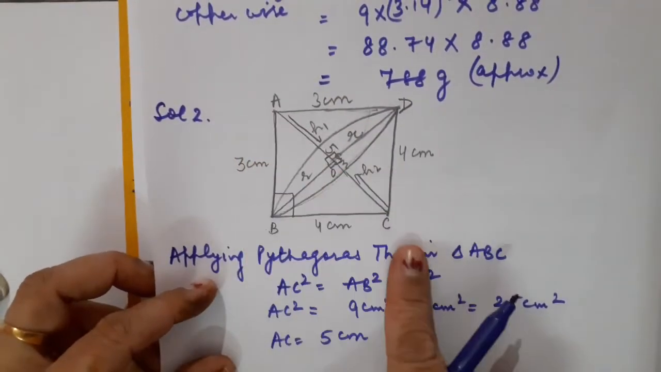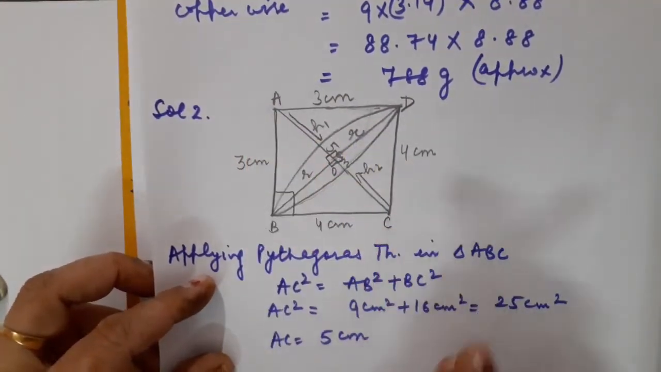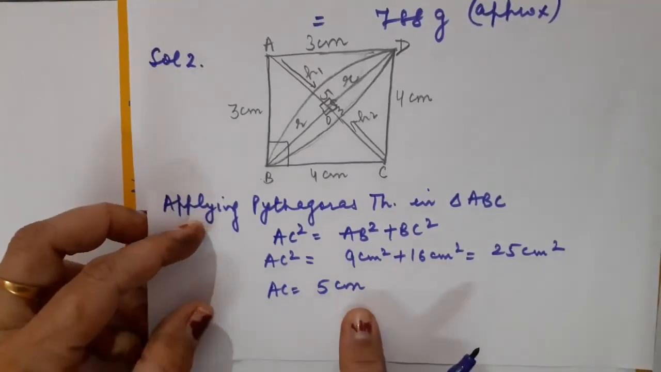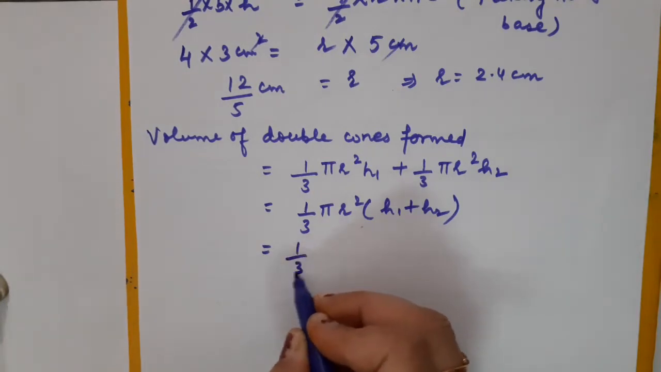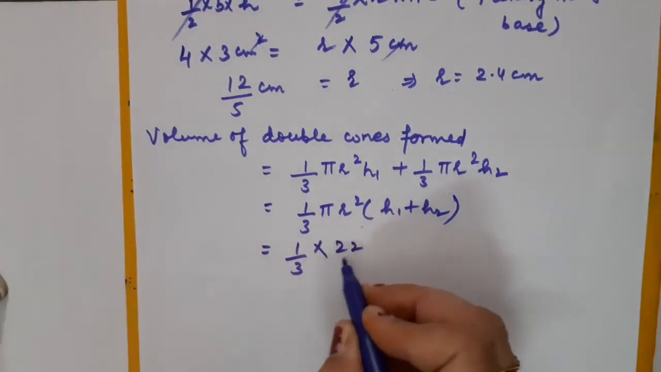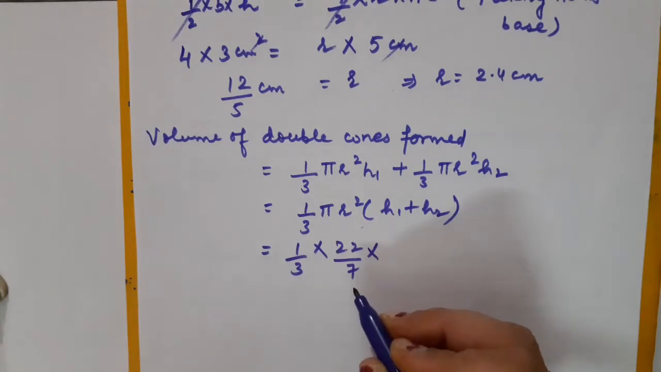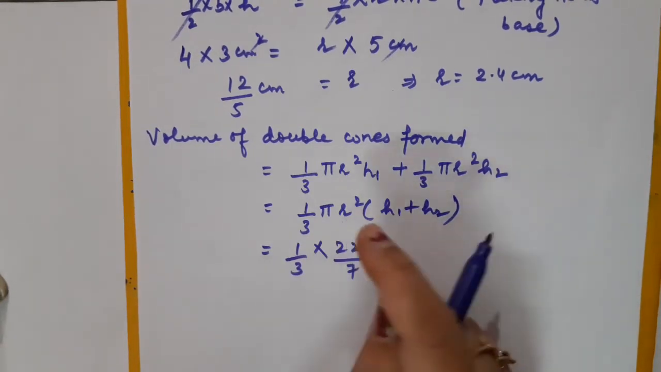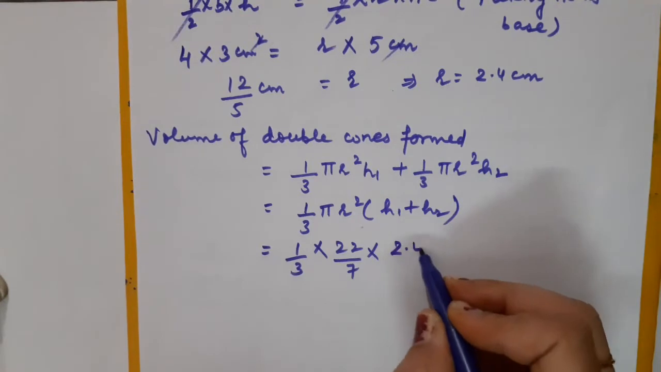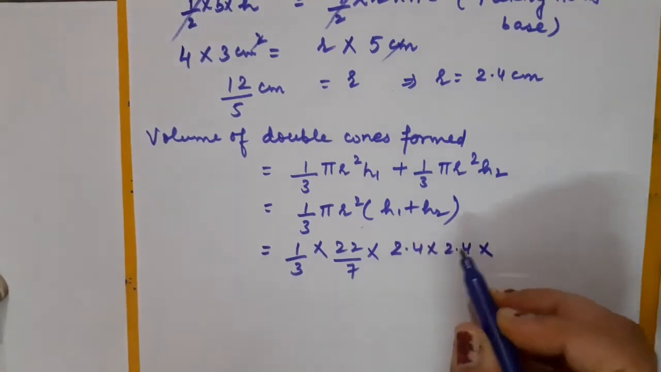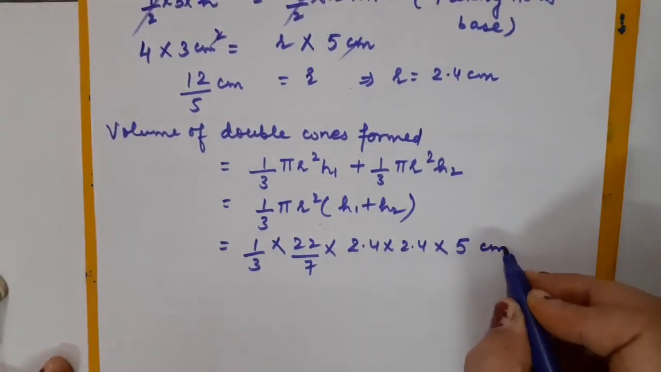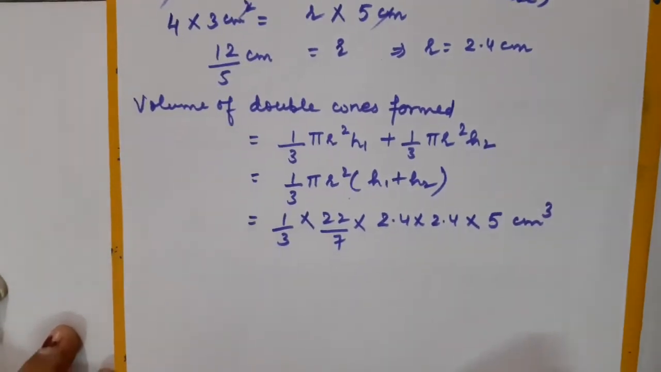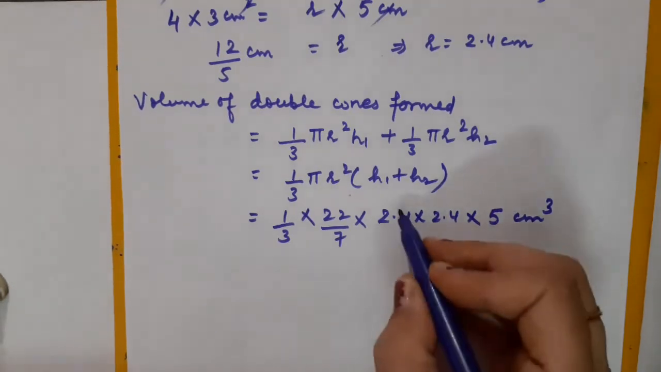Children, just look at the diagram. What is h1 plus h2? That is nothing but the hypotenuse, that is AC, which we have calculated, that is 5 centimeters. So now insert the value of everything, that is 1 by 3 into, in place of pi I am writing 22 by 7 into, in place of r I know that is 2.4 into 2.4, and h1 plus h2 I have already told you is 5. It must be equal to cubic centimeters. Correct? So let us solve it.